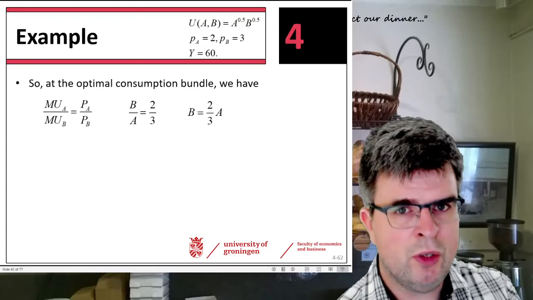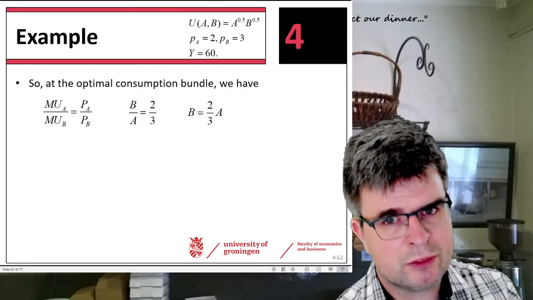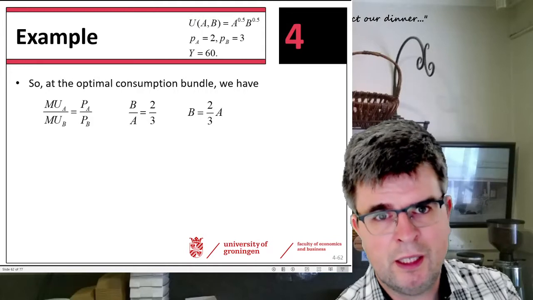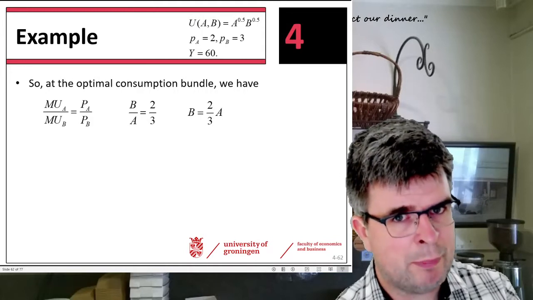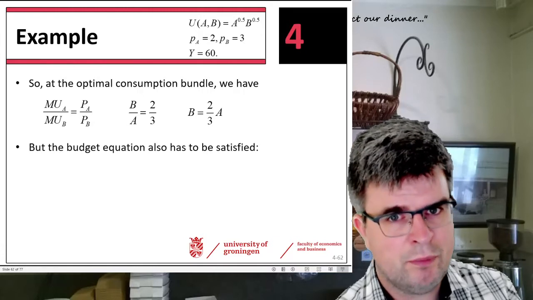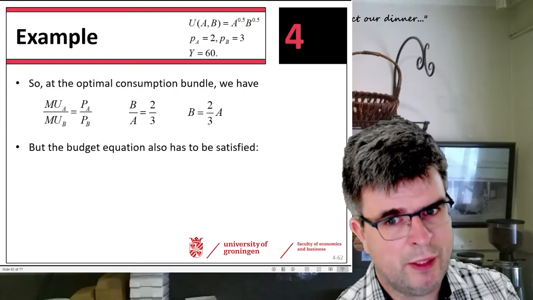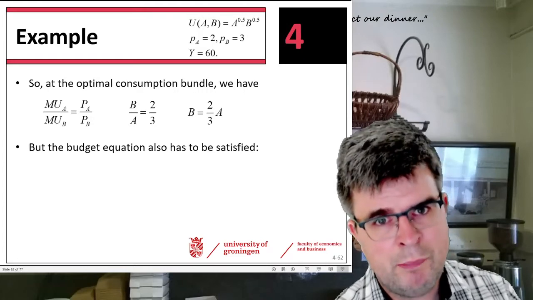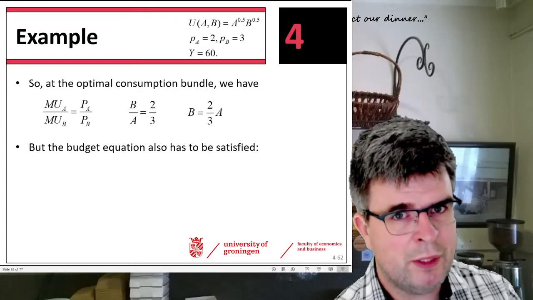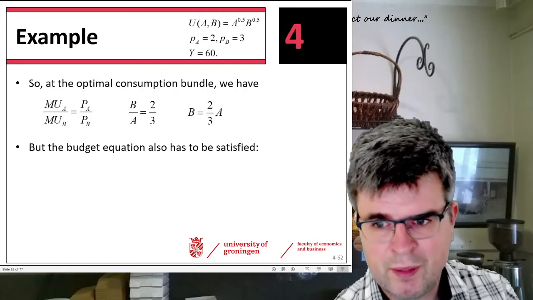So what do we know? We know that at the optimal point, the number of bananas that this consumer consumes is 2/3 the number of apples that he or she consumes. But we have a second condition. The budget constraint has to be satisfied. We cannot buy 3 million apples and 2 million bananas because our income will not allow us to do so.